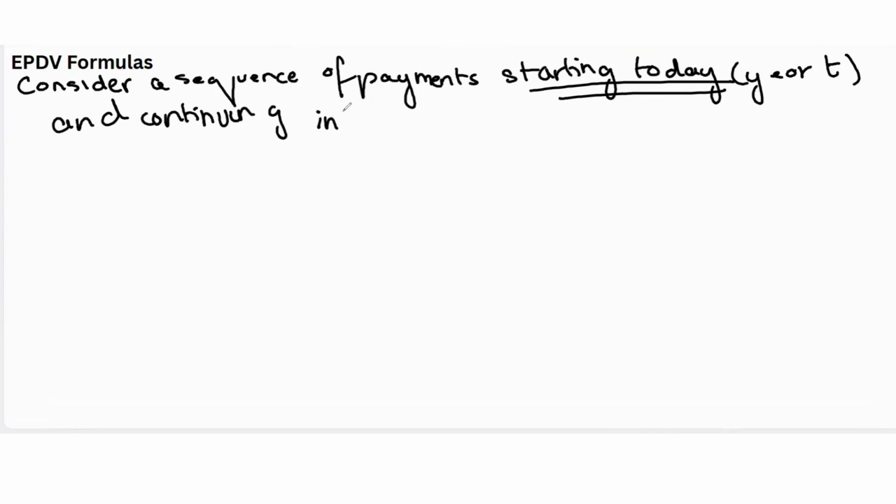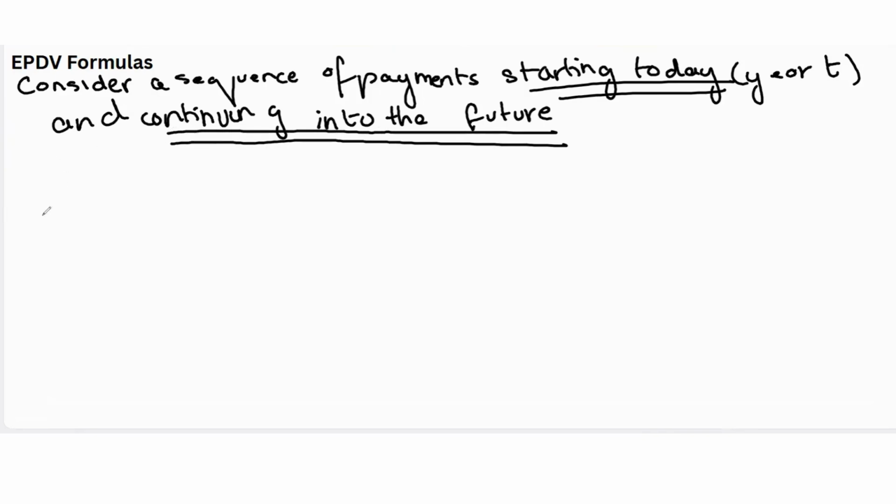And continuing into the future. So let's consider different cases in this. We're going to start with case 1. We're going to look at the formula for this. Case 1 is that both payments and interest rates can change over time. So this is a very generic case, the most general case we're going to look at.